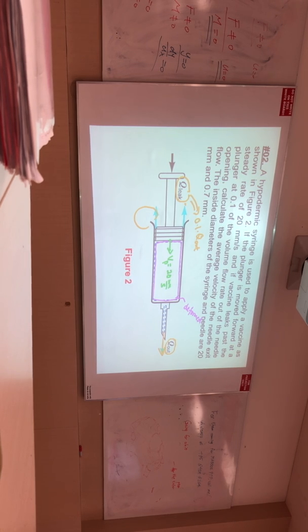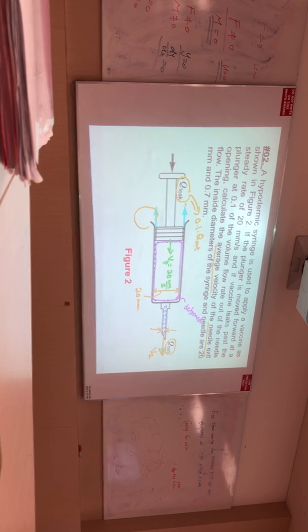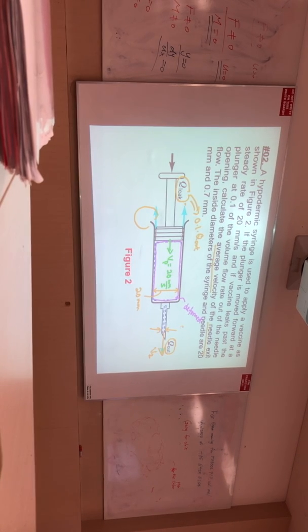Calculate the average velocity at the needle exit. So they tell you to find the velocity at the needle exit, V2. You can see that the inside diameter of the syringe is 20 millimeter, and at the needle, this value is 0.7 millimeter.